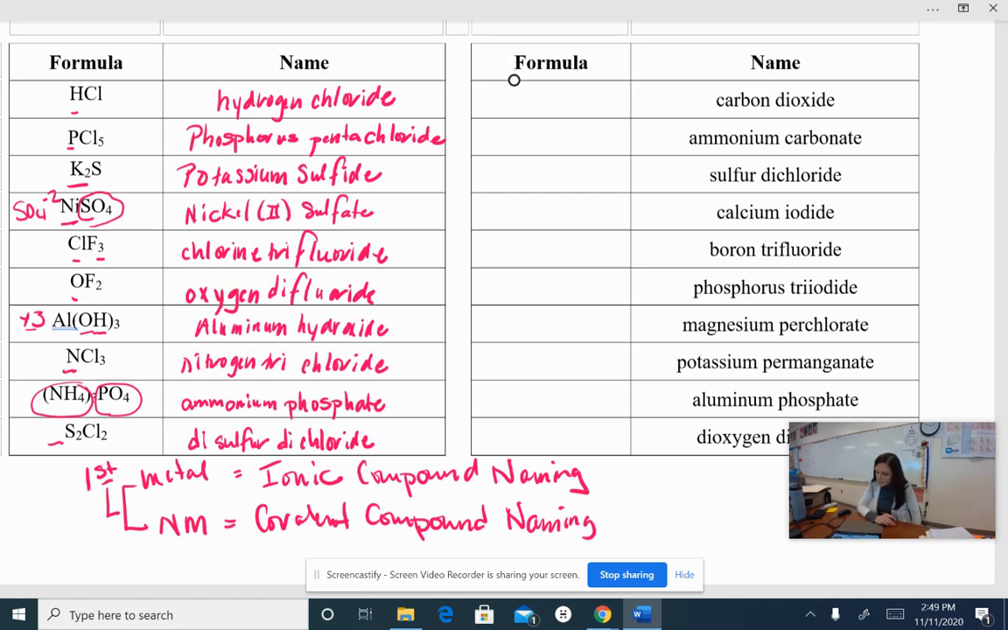All right, let's look at this next side. Carbon dioxide, definitely covalent. 1 carbon, right? I have no prefix, but I do have a prefix here, 2 for my oxygens. Ammonium carbonate. Those are both polyatomics that I need to look up on my polyatomic chart. I also need to look up their charge.